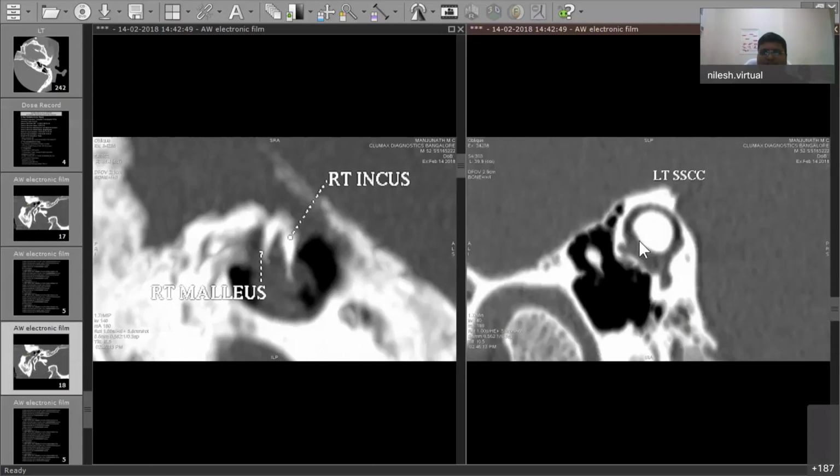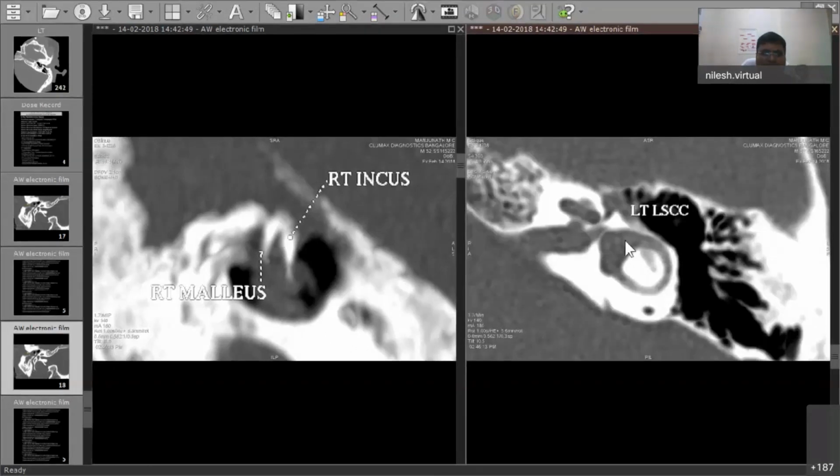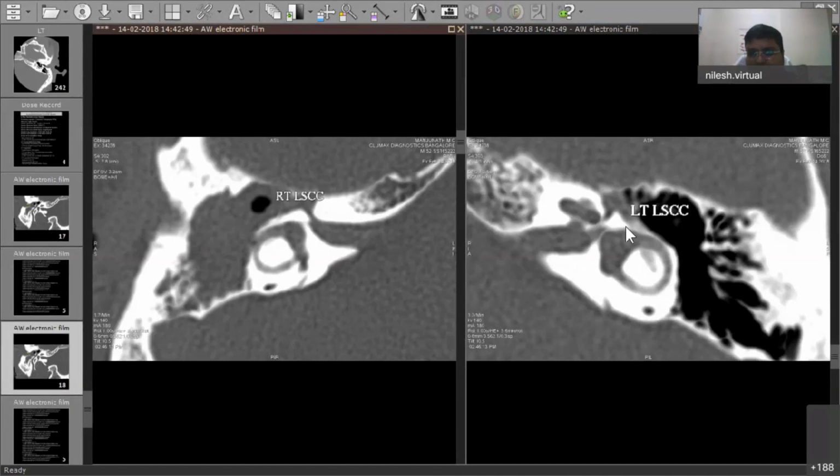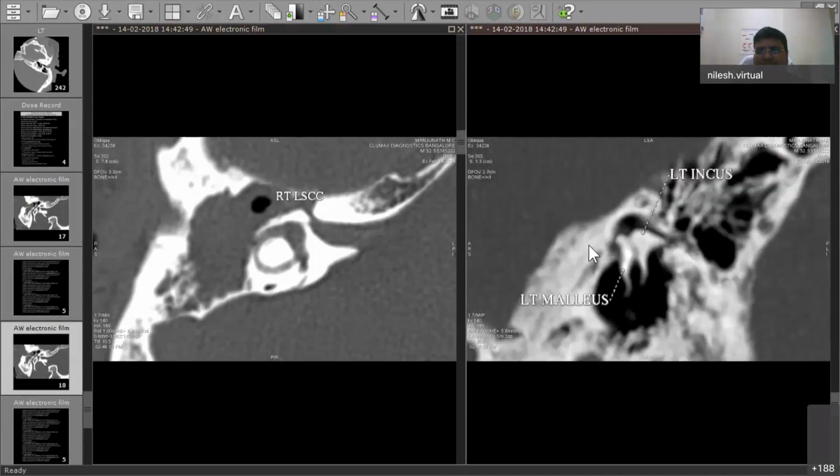We'll compare it with the normal side so that you will understand better. So see here, this is the normal lateral semicircular canal of the left side. The bone is intact. Here you can see this is the fistula of the lateral semicircular canal. Then coming to the ossicular chain, see malleus head, IM joint, then body of incus, short process of incus, long process of incus, handle of malleus. So nicely you can reconstruct using MIP.